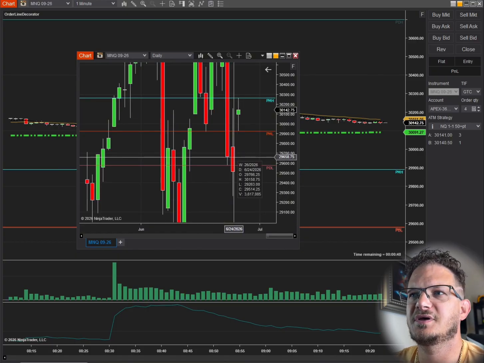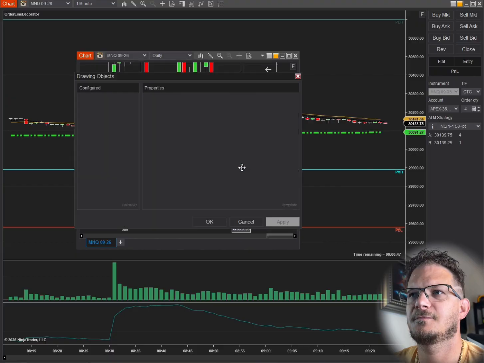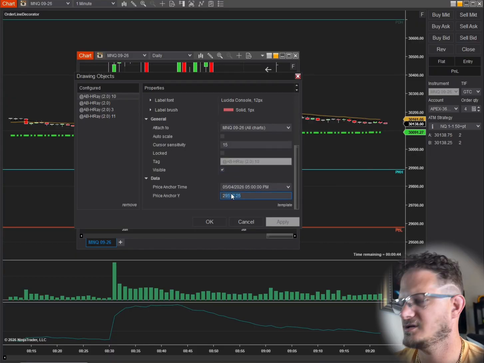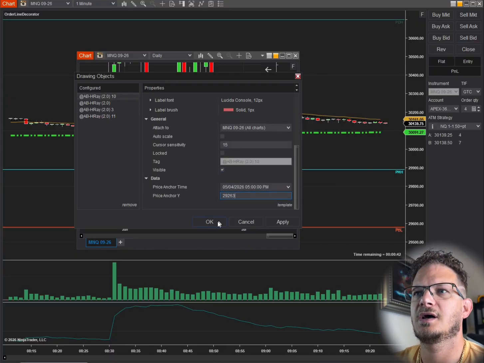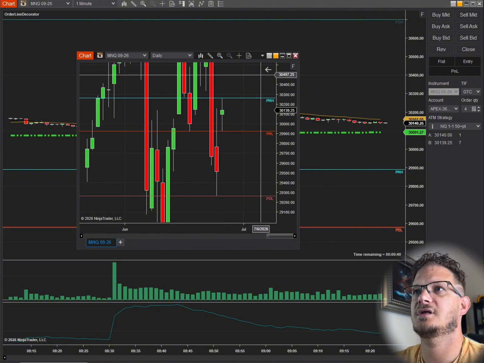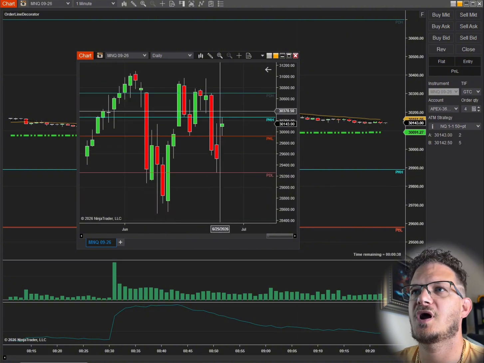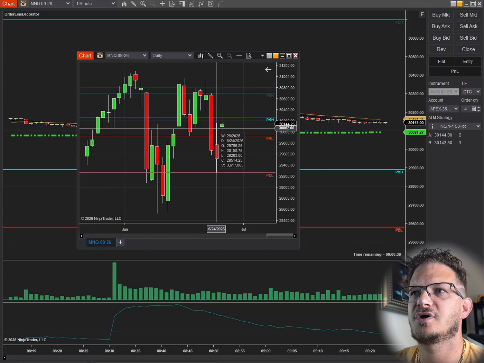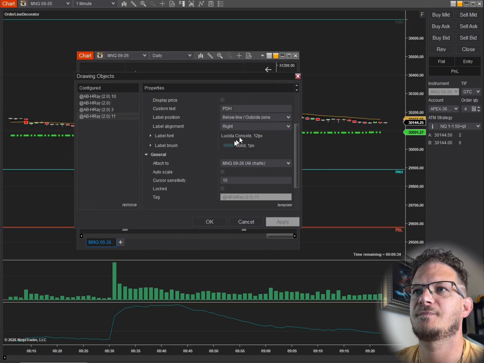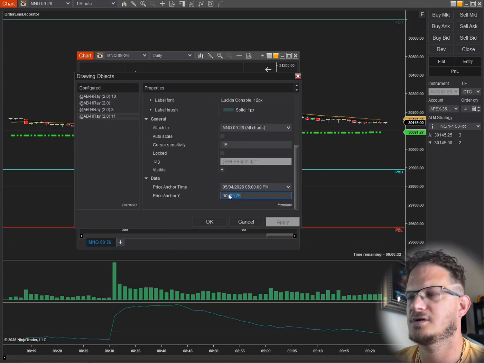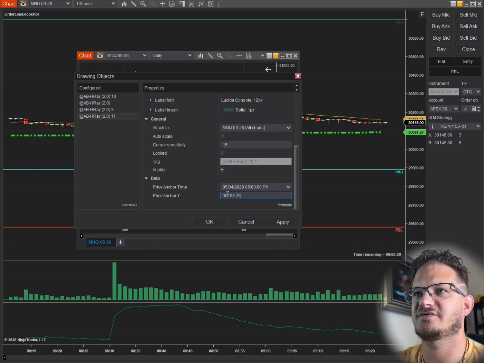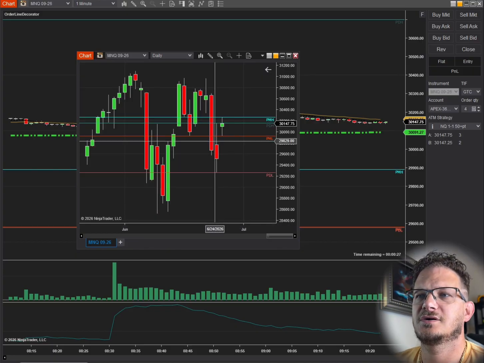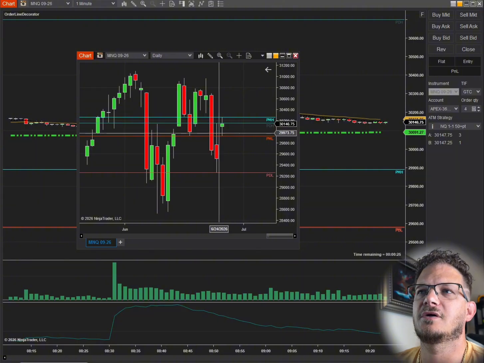Prior day low is going to be 29263. And then the prior day high is 30158.75. And what I do these for, the reason I put these in here, is for targets.